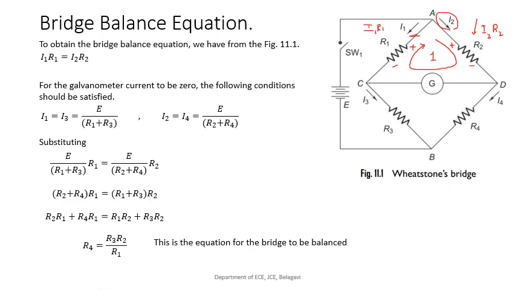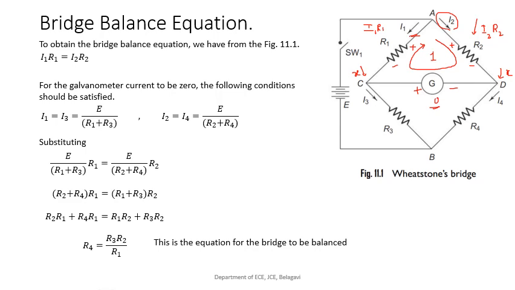Then the galvanometer voltage. Since point C and point D are at the same potential, the potential across this galvanometer will be 0. Why? Because C is at the same potential. The voltage here is X, here also the voltage is X, so it is X minus X, which is 0. So the voltage across this galvanometer when the bridge is balanced is 0.